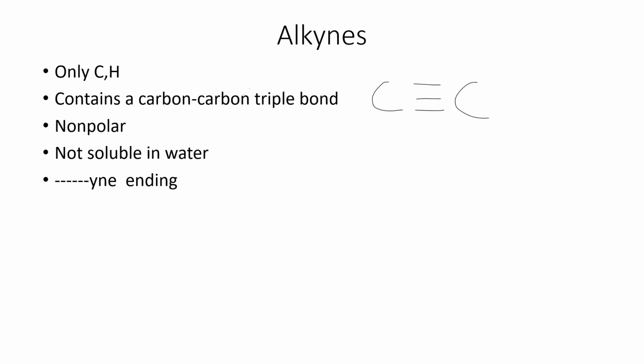Our next functional group are the alkynes. And what makes an alkyne is that, again, we only have carbon and hydrogen. But alkynes contain a carbon-carbon triple bond. So somewhere in the molecule, you're going to end up seeing a carbon-carbon triple bond. Just like the alkanes and the alkenes, our alkynes end up being nonpolar. That means they're not going to be soluble in water. The ending that we use for alkynes is the YNE ending.